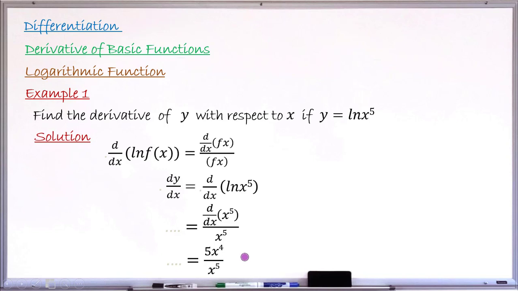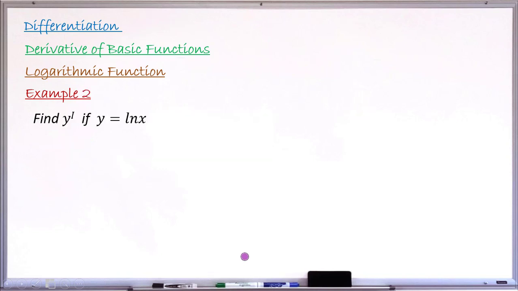So let us move and take another example. Example number 2: find y prime if you have the function y equals ln x. Solution to this problem. y prime simply refers to the derivative of y with respect to x, that is dy/dx. This is another notation of the derivative: y prime.